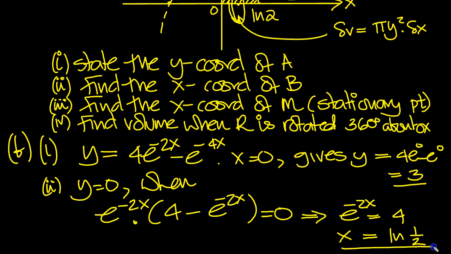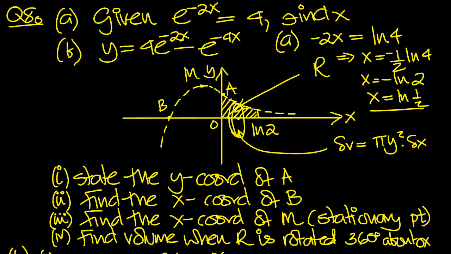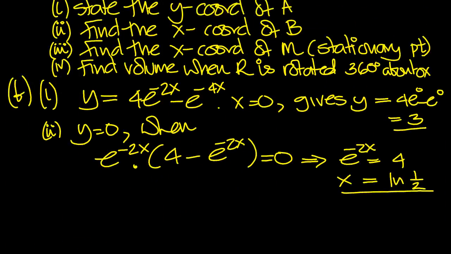If we look back up, let's just have a quick look. There it is there, and x was log a half. So that's part 2. Part 3, find the x-coordinate of the stationary point.